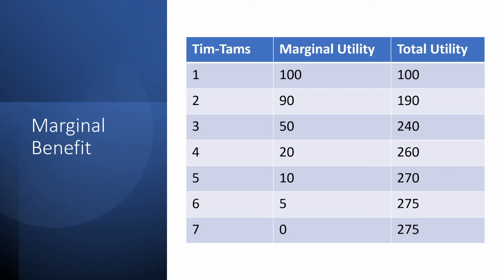So much reduced marginal utility. And the one after that, 20, and 10, and 5, and then the seventh Tim Tam is 0. They don't even eat that. They should give that Tim Tam to me, but they just throw it out. They get no additional utility from that, so total utility stays the same at 275. So that makes sense, okay?